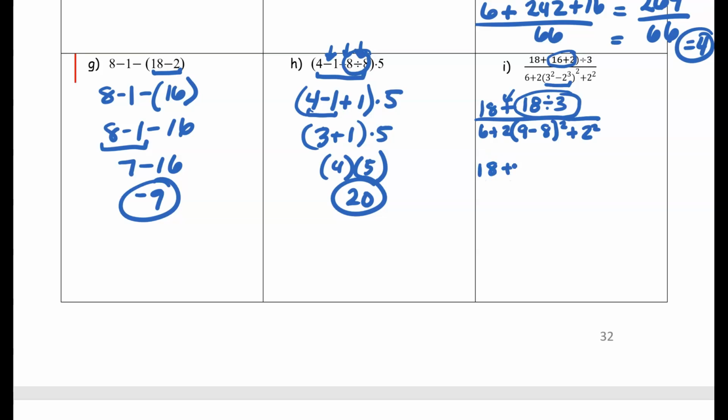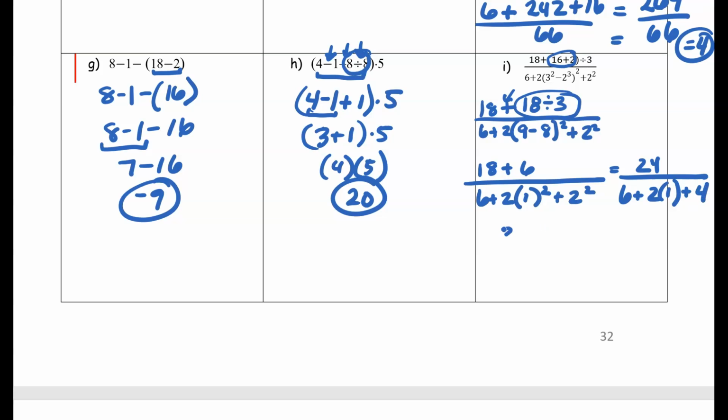So 18 plus 6. I'm going to do the inside of the parentheses. And then on the top, I can combine those, so I get 24 on the top. And then down on the bottom, we're going to do the exponents. So 6 plus 2 times 1 squared is 1, plus 2 squared is 4. So 24 divided by 6 plus 2 plus 4, 8 plus 4 is 12, 24 divided by 12 is 2. Awesome.